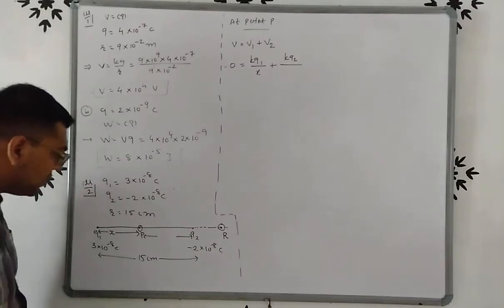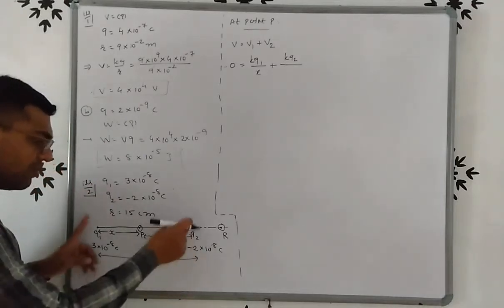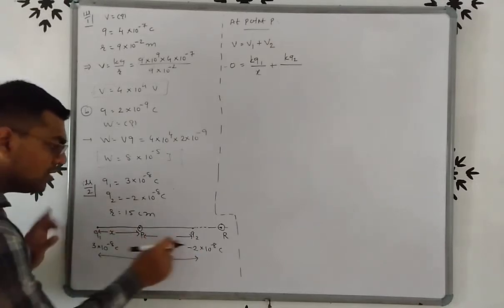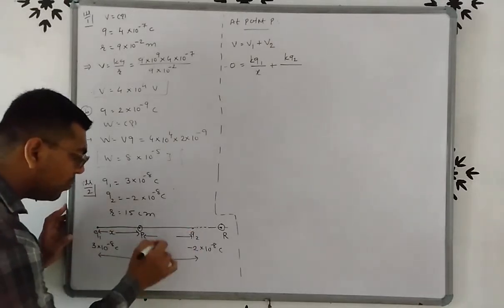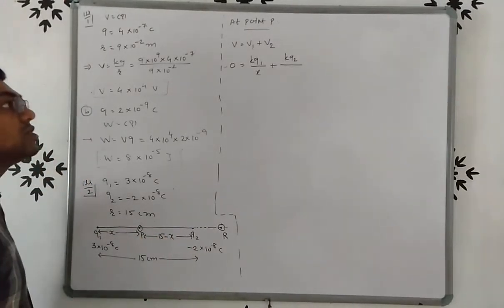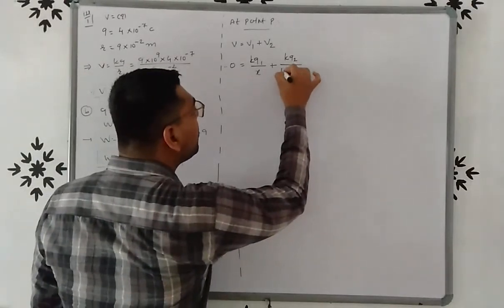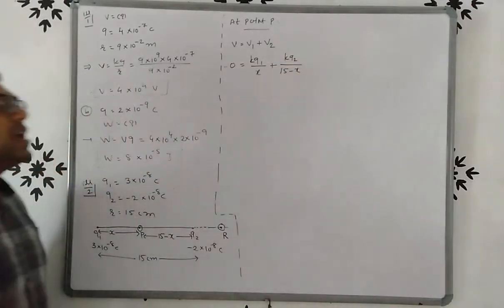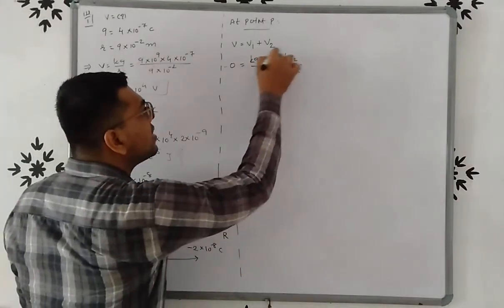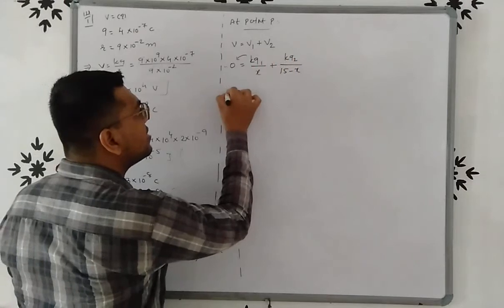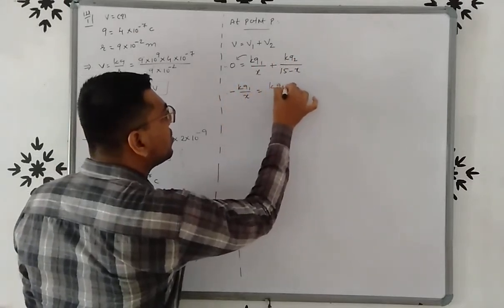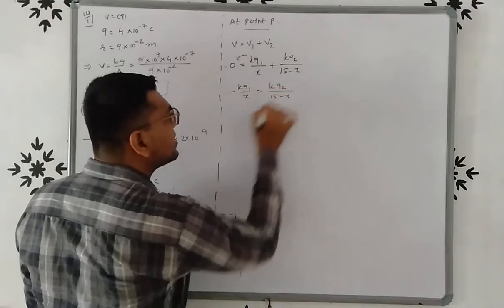Here see friends, total distance between Q1 and Q2 is 15. Here distance between Q1 to P, x. So distance between Q2 to P, which is 15 minus x, right? So here KQ2 upon 15 minus x. We have to find out the distance x. So here we take this KQ1 upon x to the left hand side. So minus KQ1 upon x is equal to KQ2 upon 15 minus x, right?